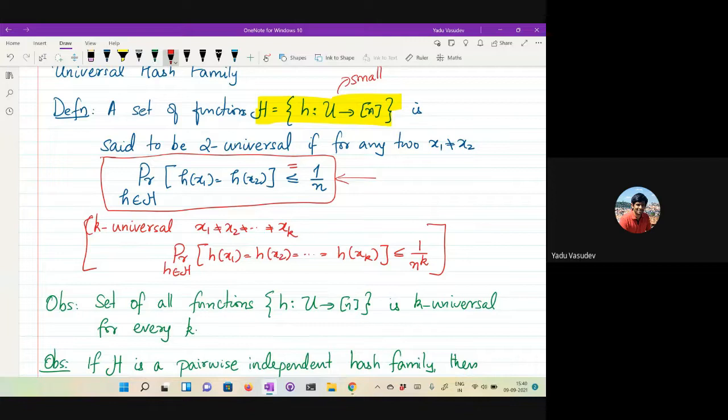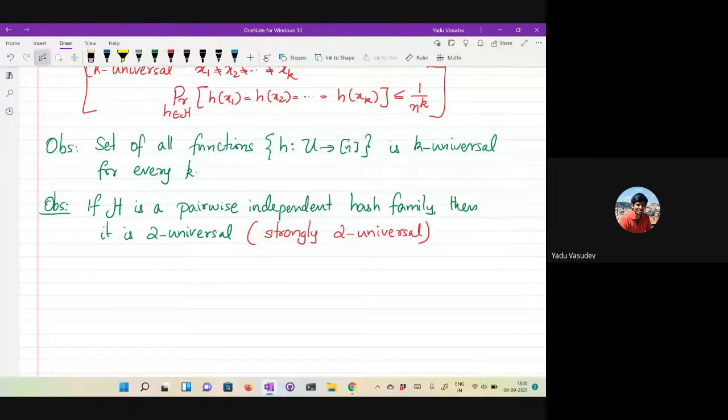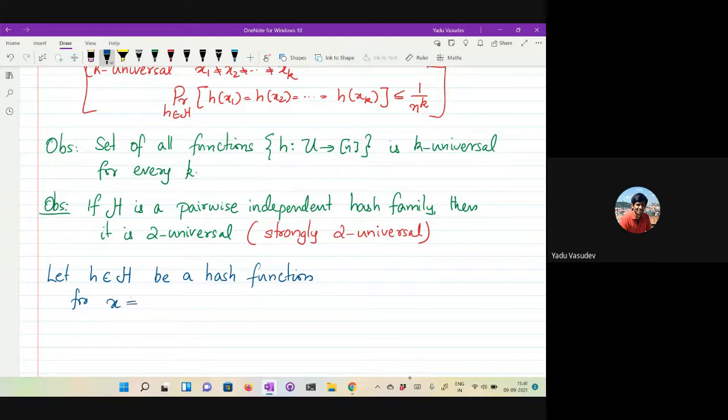Okay, so let h be any element of H. Let h be a hash function. Now for x not equal to y in the universe, let's consider this function, delta_xy(h), which is 1 if h of x is equal to h of y.